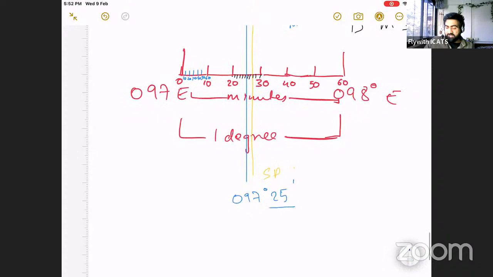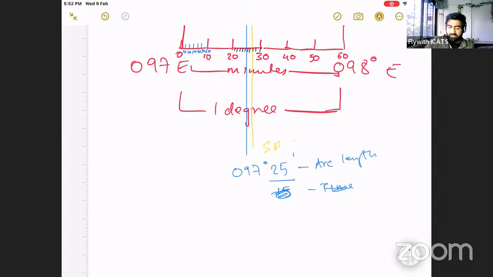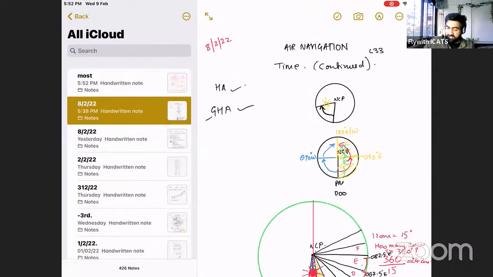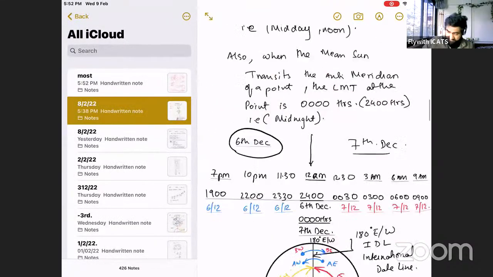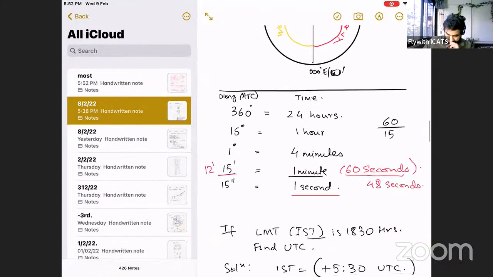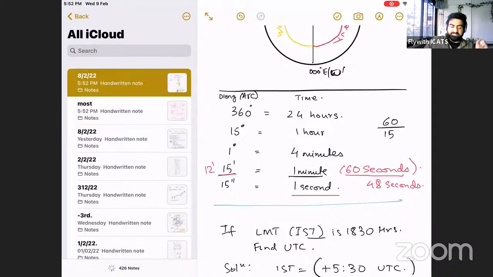Now, why are we dividing 25 by 15? Because this is arc length and this is time. This is arc length, okay? And look at this diagram. I think you'll be very good students if you remember this. These are your conversions. 360 degrees are converted into 24 hours. It means every 15 degrees is giving me 1 hour.